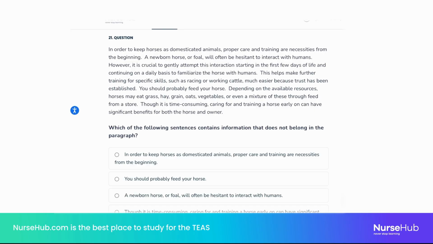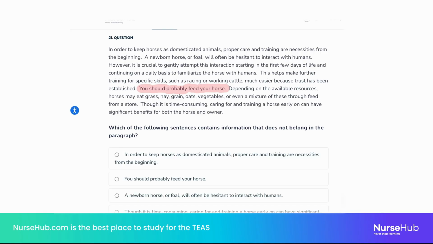You should probably feed your horse. So far, that doesn't read like the rest of it. So let's leave a little bit of a mark here in red. We'll highlight that sentence. This is what we're questioning. Depending on the available resources, horses may eat grass, hay, grain, oats, vegetables, or even a mixture of those through feed from a store. Okay, so that continues.